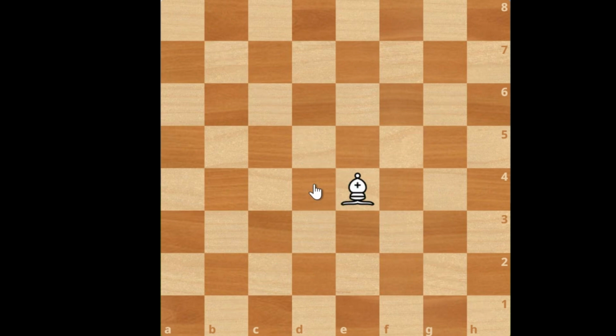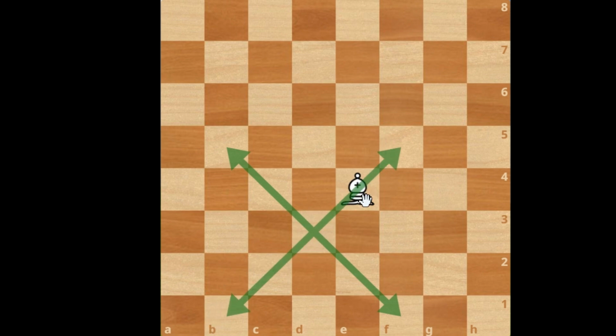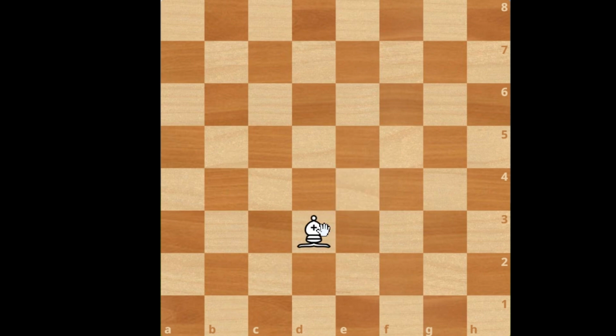So it moves in an X shape, like this. As you can see, this is an X, and the bishop is over here. So the bishop can move in an X shape. It is also worth 3 points, but it can have a slight advantage.